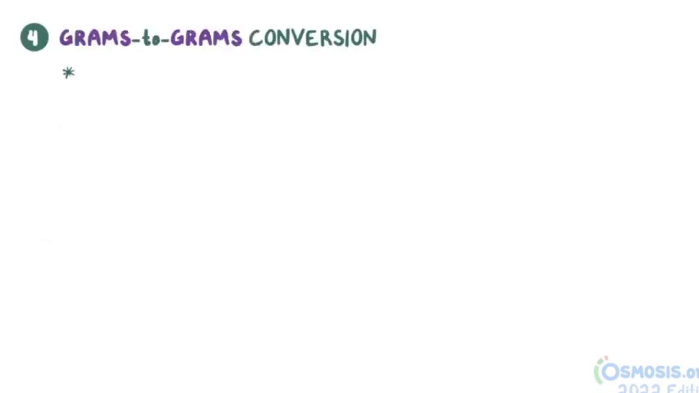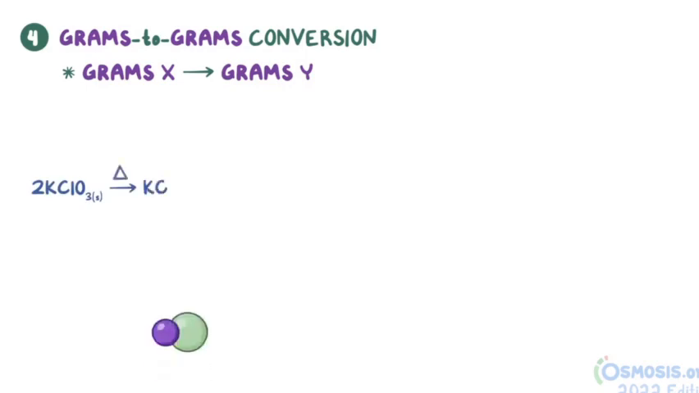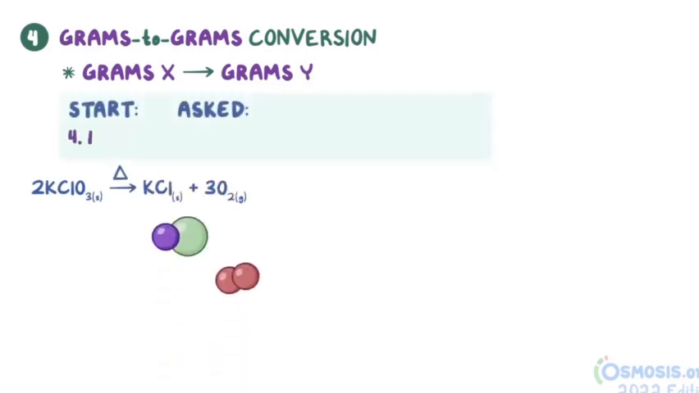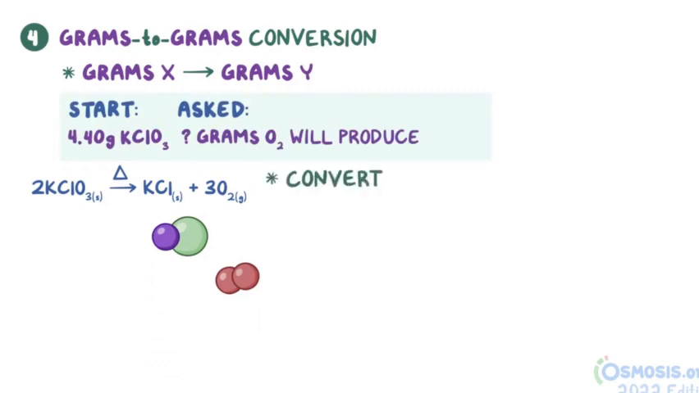The fourth type of stoichiometry problem is a grams to grams conversion. We are given grams of one substance in the reaction, and we're asked to find the grams of something else in the reaction. This time, we look at a new chemical reaction, corresponding to the reaction where potassium chlorate turns into potassium chloride and oxygen gas. Suppose we start with 4.4 grams of potassium chlorate, and we're asked to figure out how many grams of oxygen we'll produce. The first step is to convert to moles.